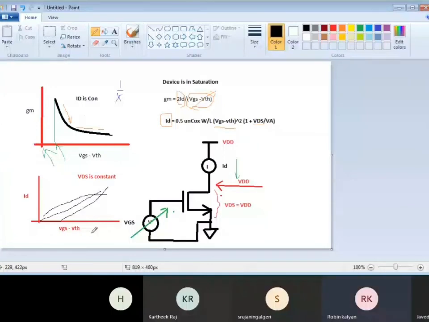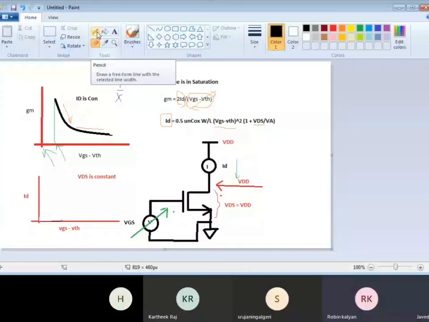Now we are plotting with VGS. No, it is still VGS minus VTH only. Okay, so now it will start from the origin and then it will increase. If we are plotting with VGS, then it will start from VTH. But essentially, the shape of the curve will remain the same.